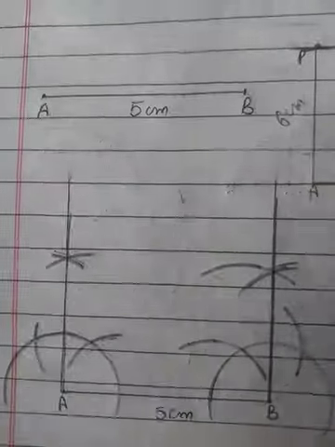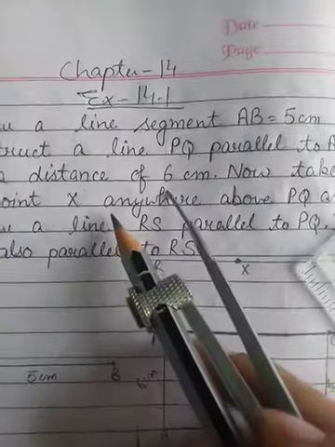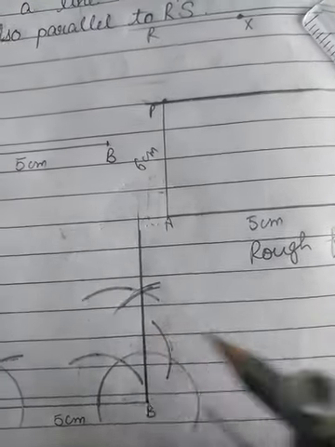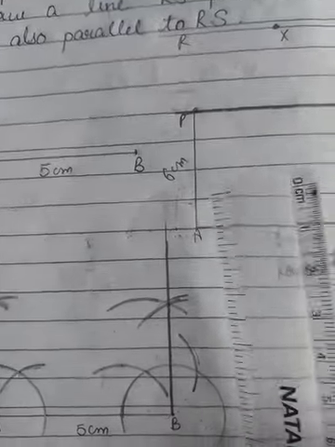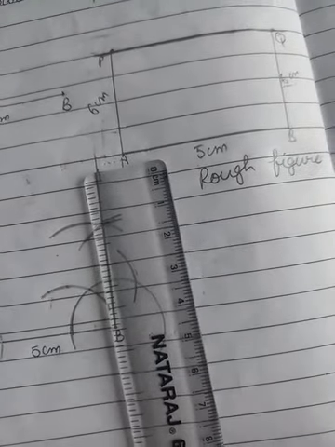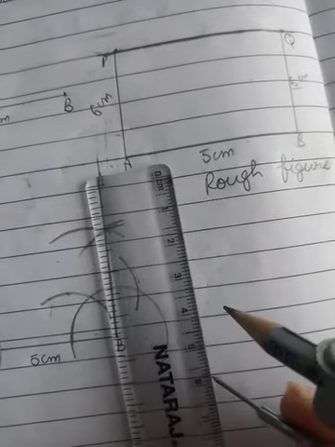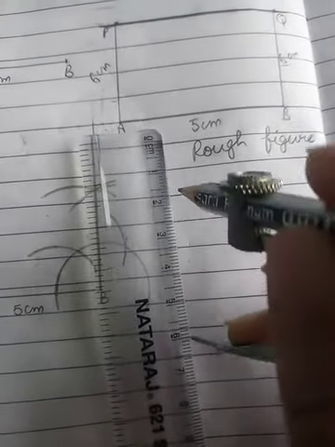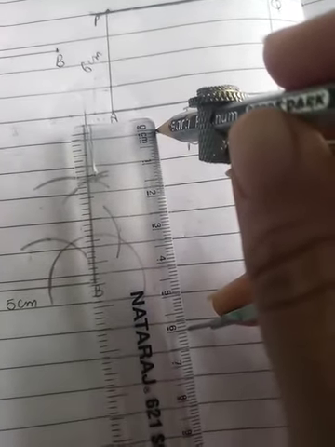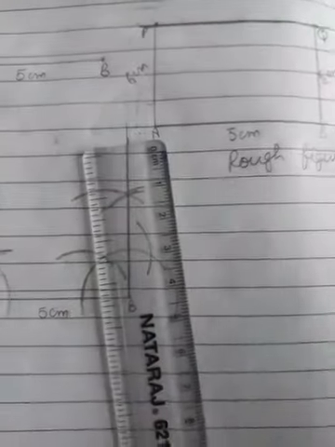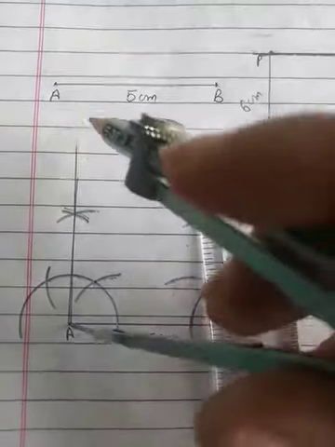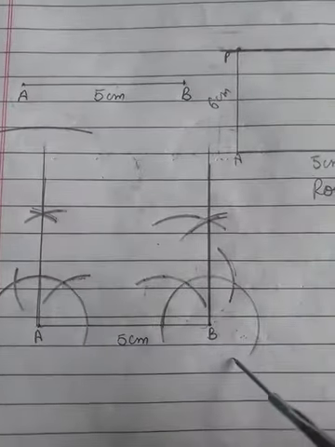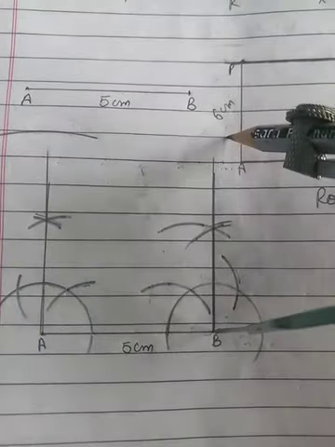Okay, then the distance here is written as 6 centimeter. So from point B, we will first open the compass 6 centimeter. Okay, so here 6 is written, so I will open from here to here. Okay, after opening it, from point A we will construct an arc like this. From point B also we will draw an arc like this.